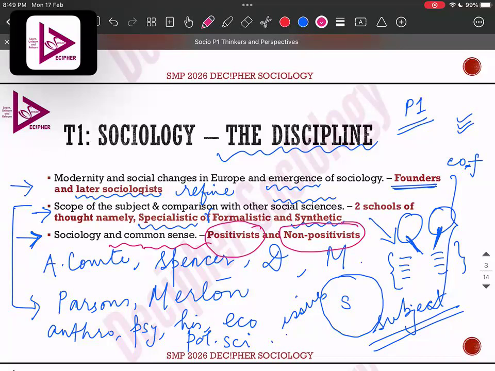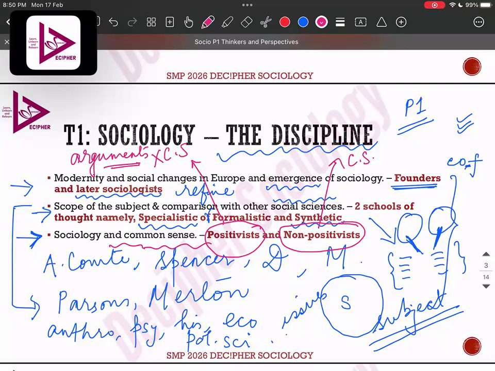One were the positivists and the other were the non-positivists. Positivists said that there is no place for common sense. Non-positivists said that no, common sense could be included because most of sociology is common sense only, right? So as a sociology student, you have to remember their arguments. Okay? You have to remember these arguments.